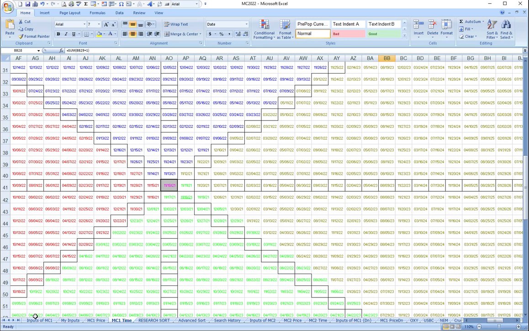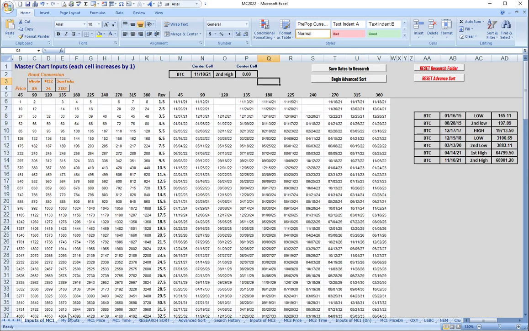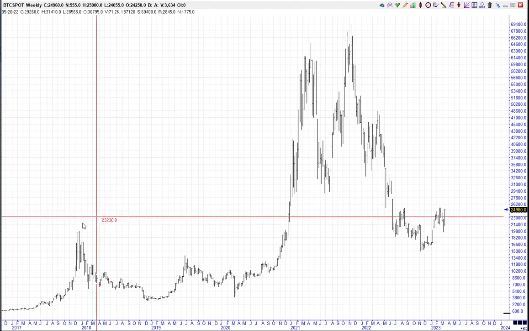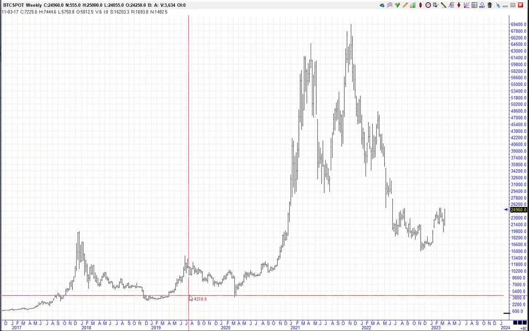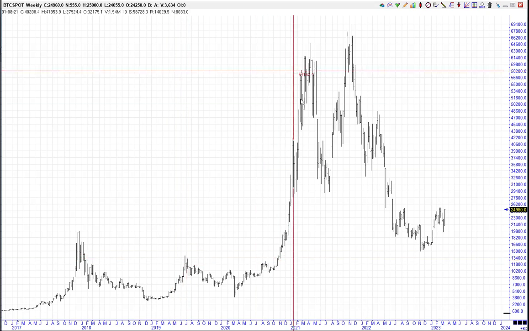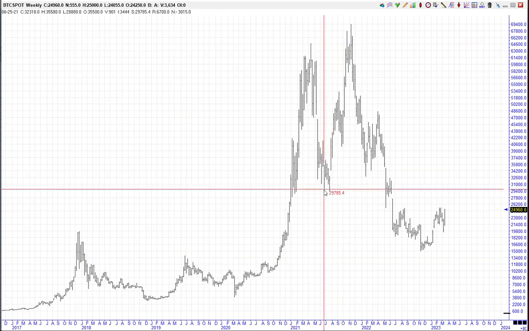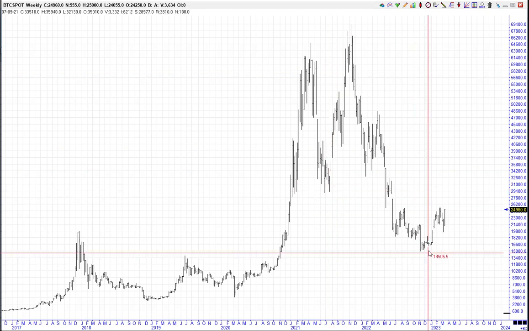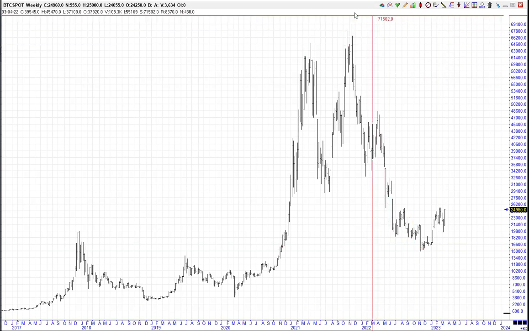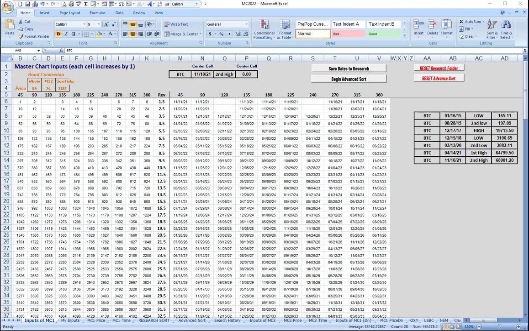And what I did with the inputs, I put these over here just so you could see them. But these are the inputs off of the Bitcoin chart, taking all these major highs, major lows. Now, I should have added the pivots. I did not. I took these two highs. I should have taken this pivot. I did not. So that's where the data is derived from.